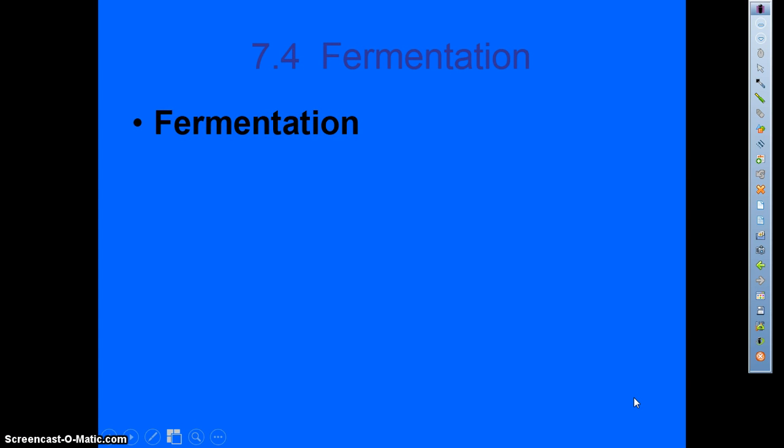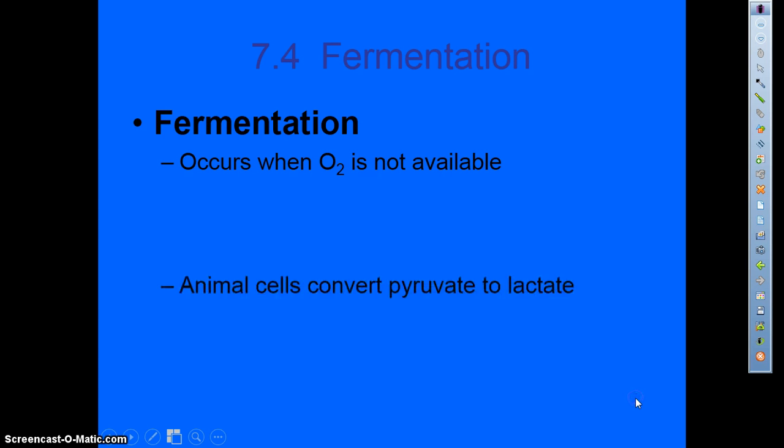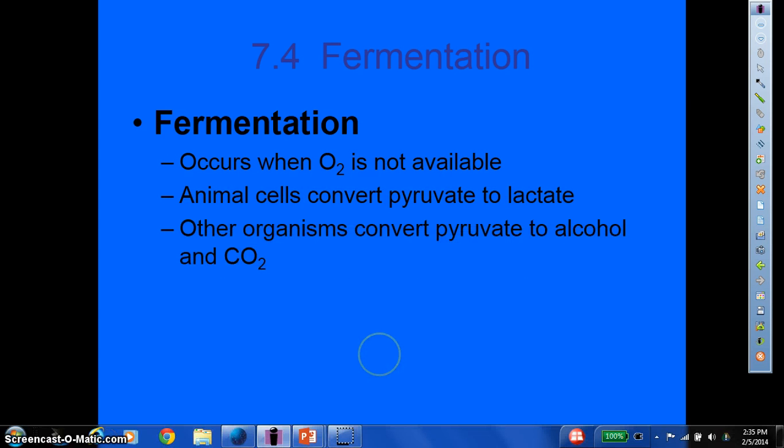So let's take a look at fermentation. What happens if we don't have oxygen available and we still need energy production to occur? Well, this can still occur, but not at as efficient a rate as the electron transport chain and cellular respiration producing ATP. Animals are going to go through fermentation and convert pyruvate to lactate or lactic acid. Some bacteria do this as well, and those bacteria are the ones that we use to make yogurt. Other organisms convert pyruvate to alcohol and carbon dioxide, and these are single-celled organisms.